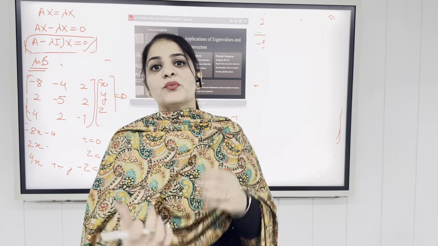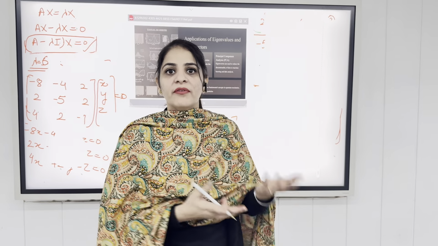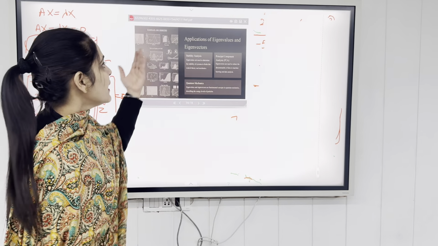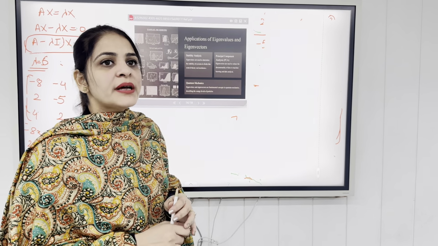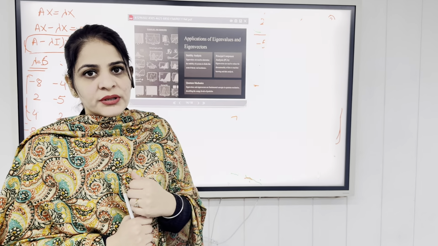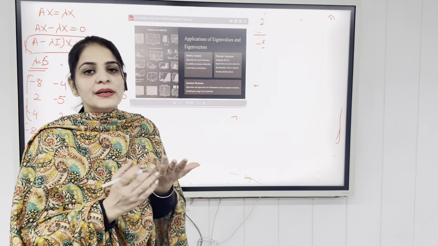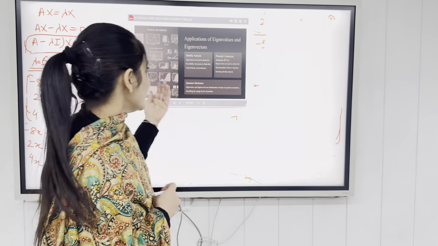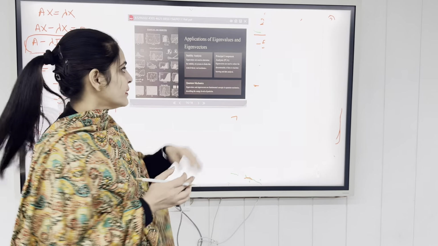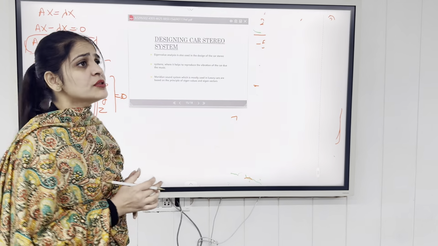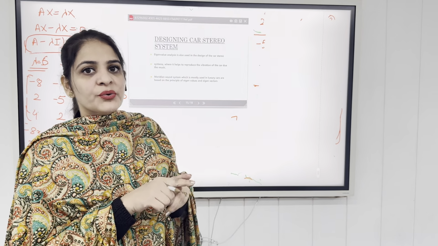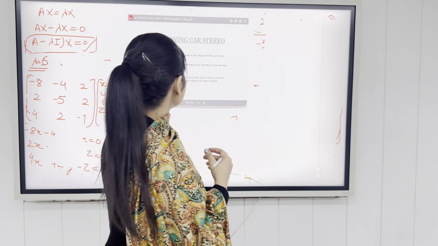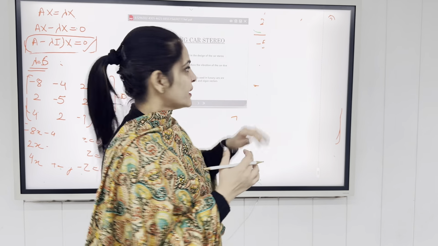Now the question arises, what are the applications? Why are we studying it? Where are we actually using it? So these are some applications of eigenvalues. Eigenvalues are used to determine stability analysis in control theory. The second most common, which students have studied in physics also, eigenvectors are studied in quantum mechanics. It is also used in preparing car stereos. The vibration coming out of the car stereo is actually calculated by eigenvalues and eigenvectors.